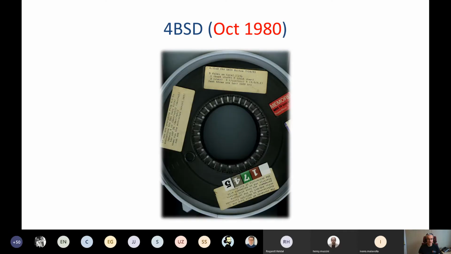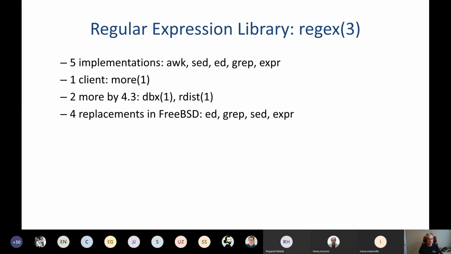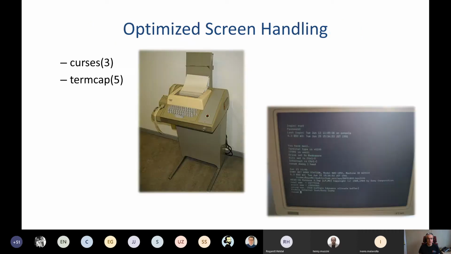FreeBSD, still distributed on tape, gave us a regular expression library, which had at the time 5 different implementations, but it struggled to get adopted. This is an important lesson for the architects among us. Just one client more, and by 4.3 BSD, just 2 more, dbx and rdist. In FreeBSD, it's used for more programs, ed, grep, sed, and ex, but it was a long uphill battle, its adoption. It also offered us optimized screen handling through curses and termcap. These were used to allow programs that could run on teletypewriters and on glass terminals. Nowadays, it's used for a different purpose to allow us to use terminal emulators.